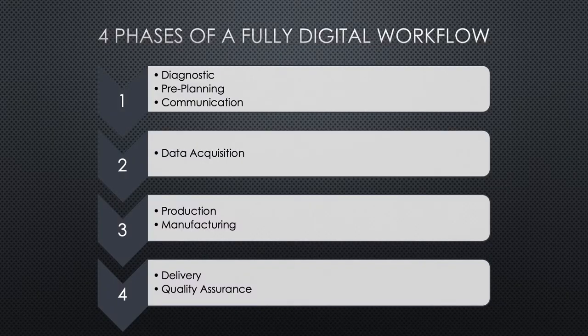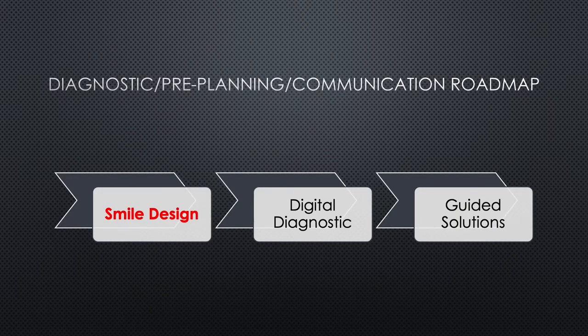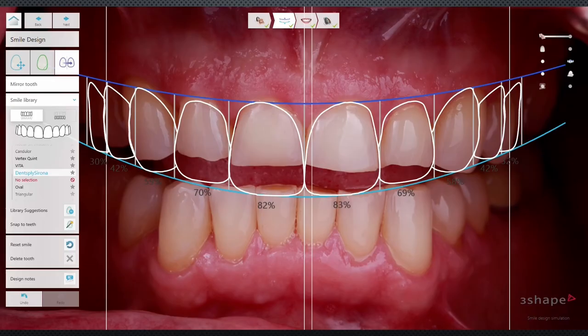And where do we start? I speak about this a lot in some of my other talks, and these are the phases of digital manufacturing, but we always start in the diagnostic pre-planning and communication phase. This is where you lay out your roadmap. And this is your first roadmap here, and we start with a simple smile design. And the reason we start with that is a smile design is just a very arbitrary, easy way to determine something.